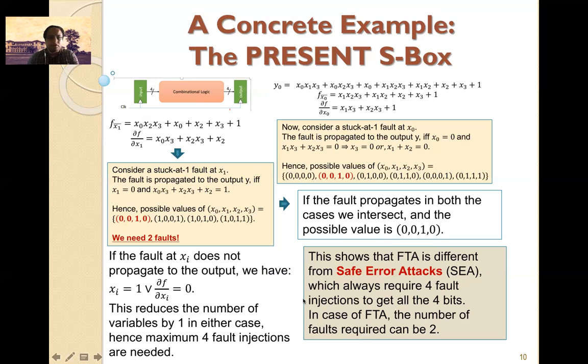So at this point, we can also differentiate this attack from what are called safe error attacks, which always require 4 fault injections to get the 4 bits. But in the case of FTA, the number of faults can get down to 2, and therefore it shows that the technique is fundamentally different from a safe error attack.